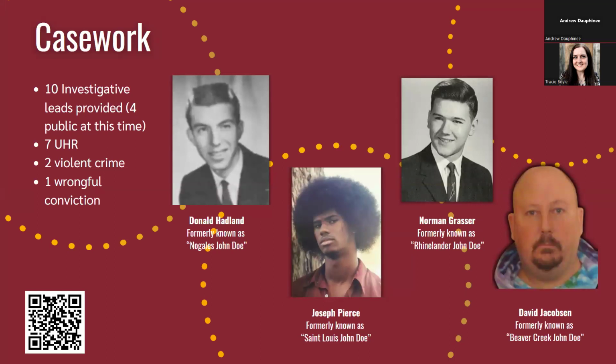As for casework, we currently have over 50 cases in various stages of our pipeline. We've successfully generated 10 investigative leads: 7 are unidentified human remains, 2 are violent crimes, and 1 is a wrongful conviction, which we are very, very excited about because I believe this is the second or third wrongful conviction through IGG. So it's very exciting. Four of the 10 that have been confirmed have also been made public. These are the people that we have been able to identify. I'm going to go a little bit more in depth into their cases, each individually.